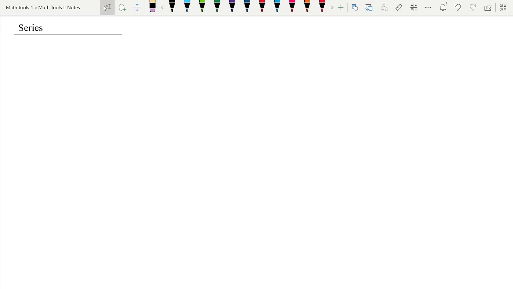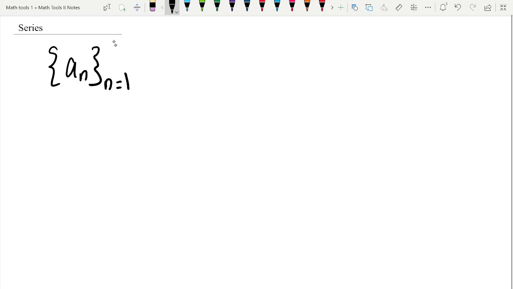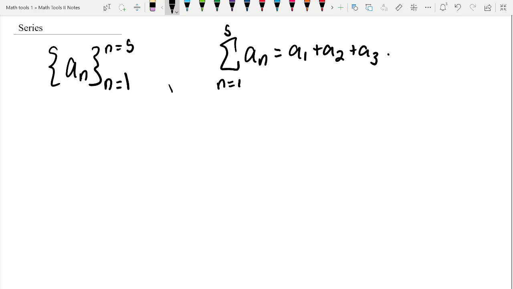So now we want to start looking at a series. A series would be a sum of the individual terms that make up a sequence. If we have a sequence a sub n, it could be a finite sequence or an infinite sequence. So let's just consider the sequence a sub n from n equals 1 to n equals 5, for example. Then the corresponding series for this sequence would be the sum from n equals 1 to 5 of a sub n, which would be a1 plus a2 plus a3 plus a4 plus a5.